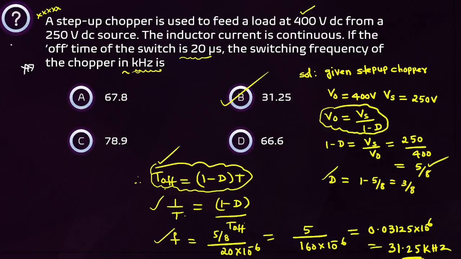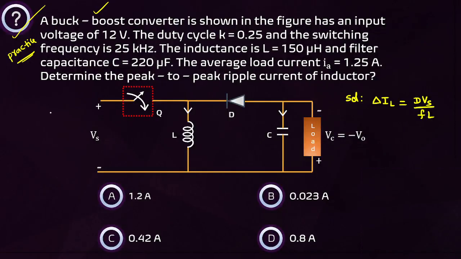That type of model is also important for students. You have to consider this model. And this is the question on the buck boost regulator. You have to find the peak to peak inductor ripple current. Use the formula dVs by fL and try to solve this one. Maybe you can get 0.8 ampere. Please do that one.